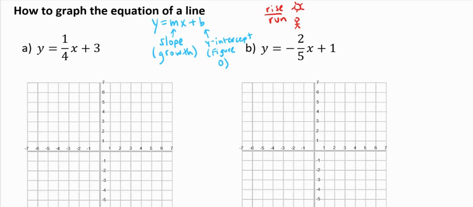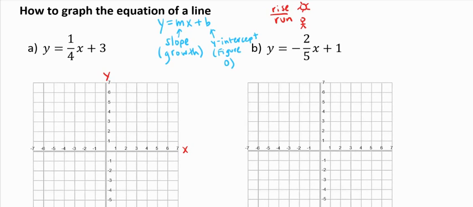So looking at my first equation, 3 is my y-intercept. Remember, this is the y-axis and this is the x-axis. So the y-intercept is just where the line crosses the y-axis right here. Because our y-intercept is 3, I'm going to put a dot at 3. And then from there, I'm going to do my slope.